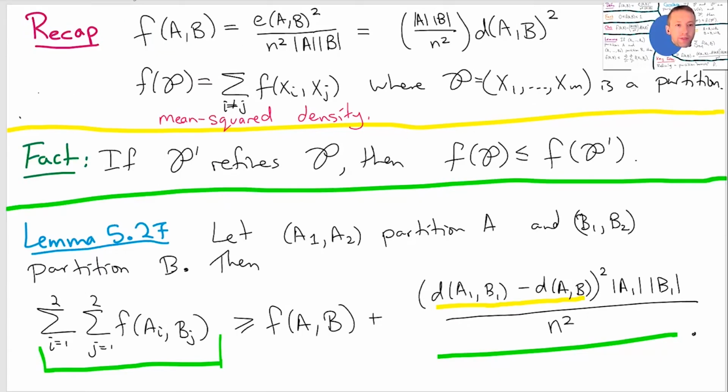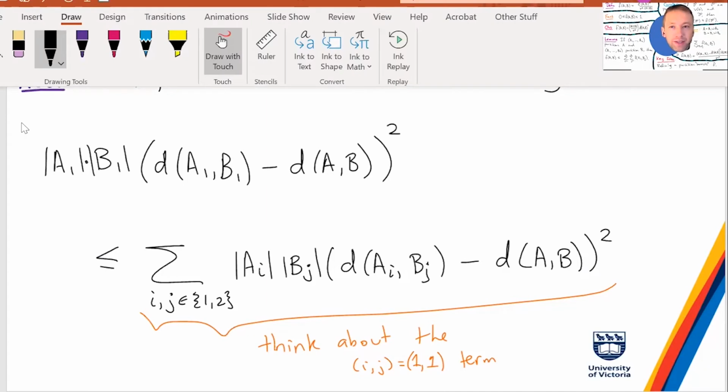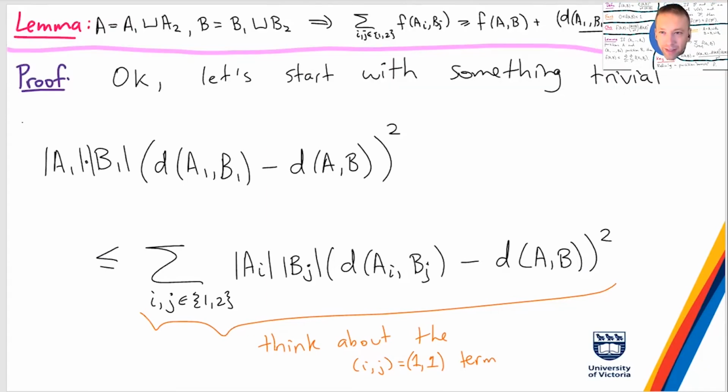Okay, so let's prove this lemma. I'm going to start with something trivial. This addresses a question at the end last time that there's something weird here: this is not symmetric. It's in terms of A1 and B1 and not A2, B2, or A1, B2, or A2, B1. So what I'm going to do right from the beginning is introduce these other things. If I write this, this is the numerator here, right?